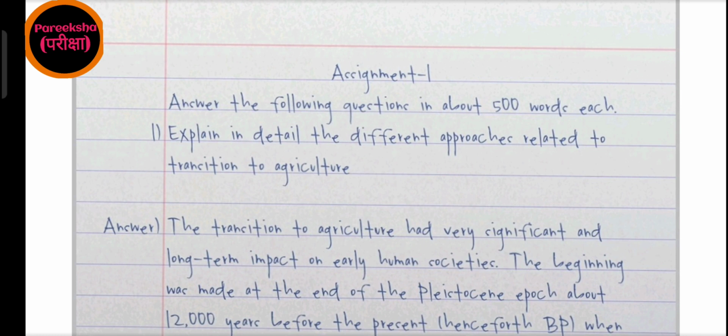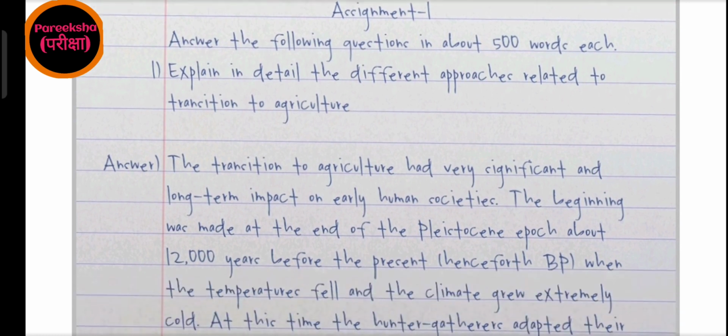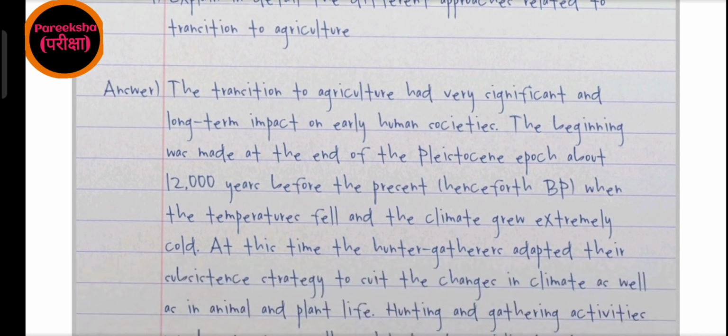Explain in detail the different approaches related to the transition to agriculture. First, the transition to agriculture had a very significant and long-term impact on early human societies. The beginning was made at the end of the Pleistocene epoch, about 12,000 years before the present.